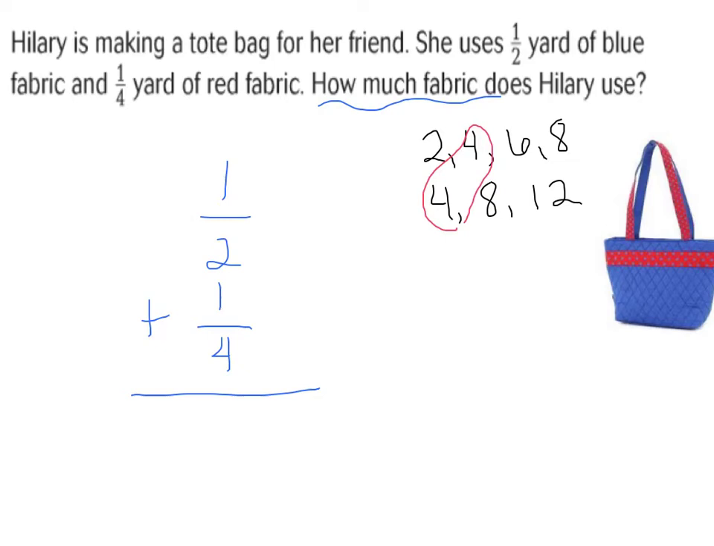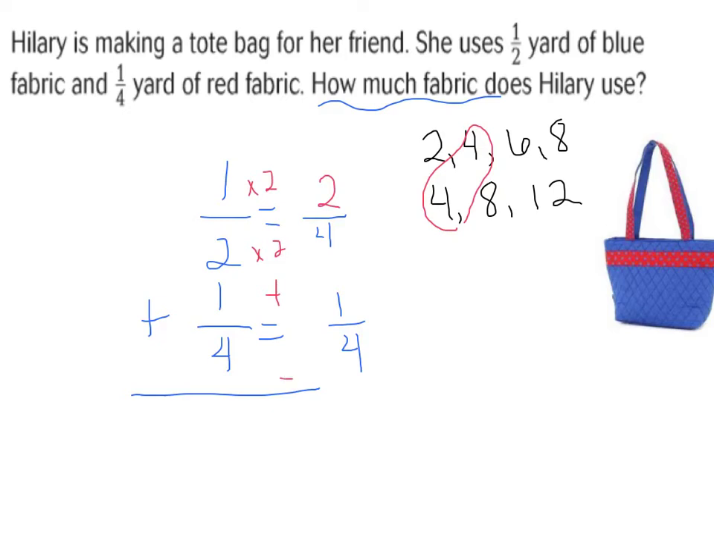Well, looking at my 1/4, I don't have to change it. It already has a denominator of 4. So let's just bring him over. But let's look at our 1/2. It needs to equal a fraction with the denominator of 4. So let's find our numerator. 2 times 2 is 4, and 1 times 2 is 2. 1/2 is equal to 2/4 because 2 is half of 4.